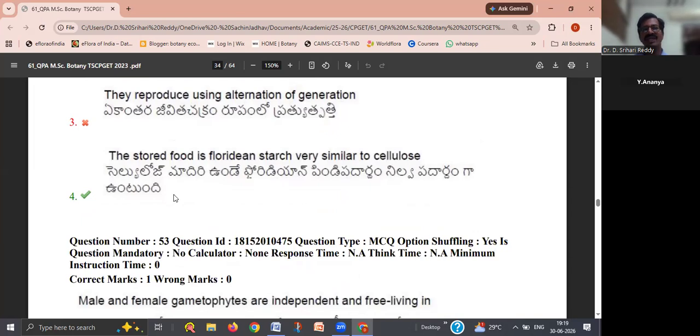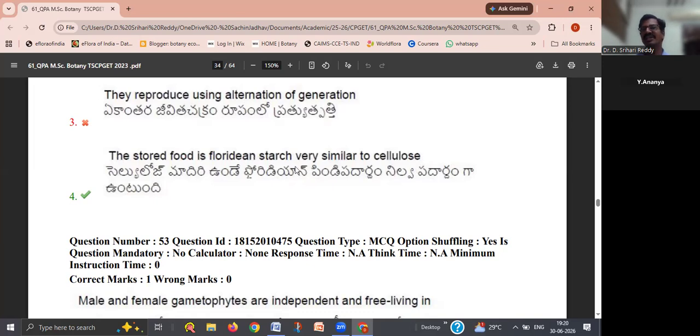And the stored food is Floridian starch, very similar to cellulose. It is true that the storage form is Floridian starch in the rhodophyceae, but it is not true that it is similar to cellulose. Cellulose is the material present in the cell walls. It is a very tricky question, because we may think that it is true, but it is wrong, because it is similar to starch, not cellulose.